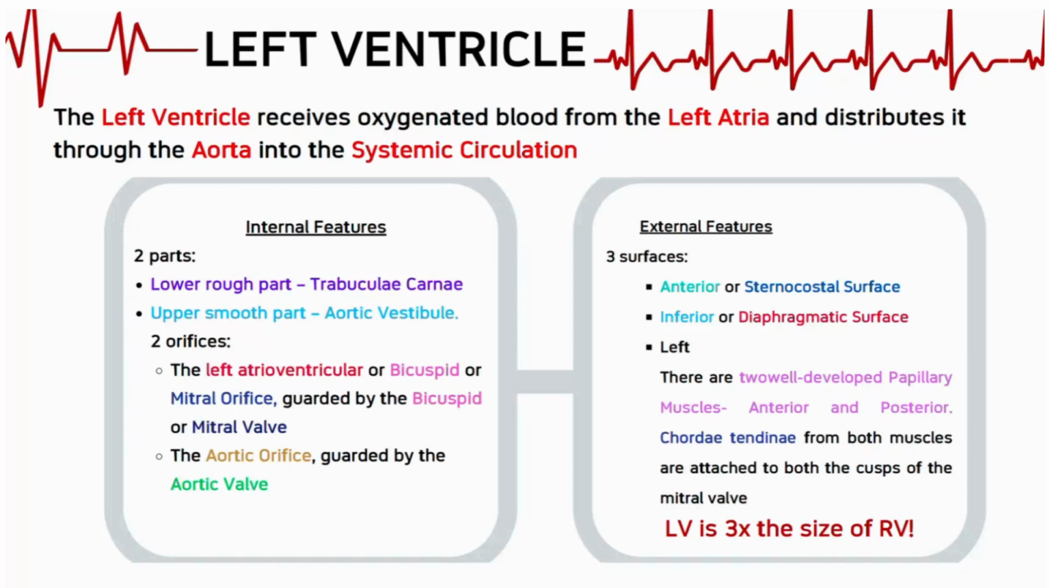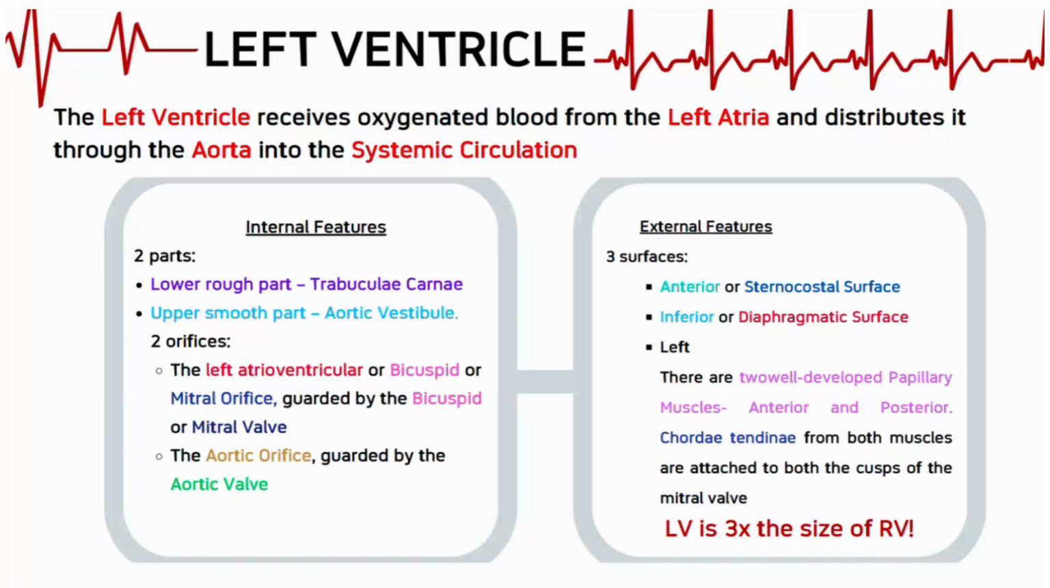In terms of internal features, we have a lower rough part called the trabeculae carneae. Carne literally means meat. And an upper smooth part called the aortic vestibule. We have two orifices here. So the left atrioventricular orifice guarded by the mitral valve or the bicuspid valve, and we have the aortic orifice, which is guarded by the aortic valve.